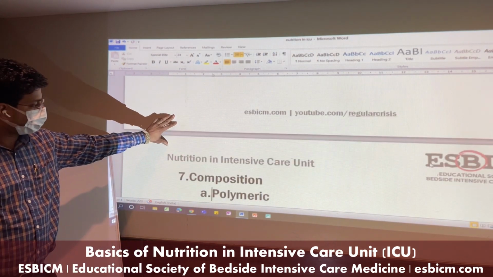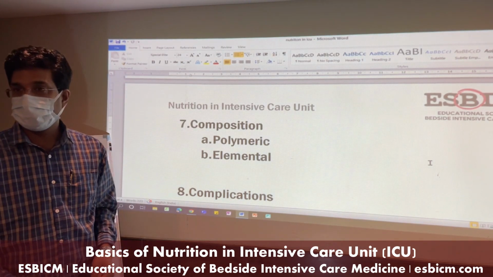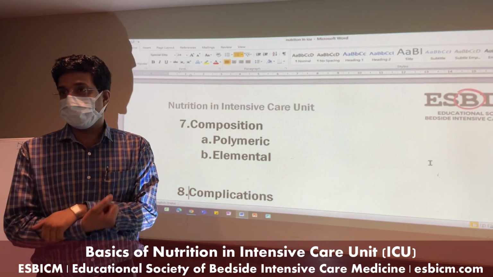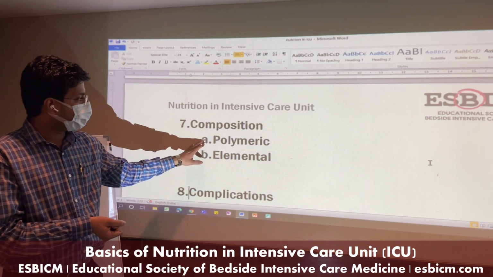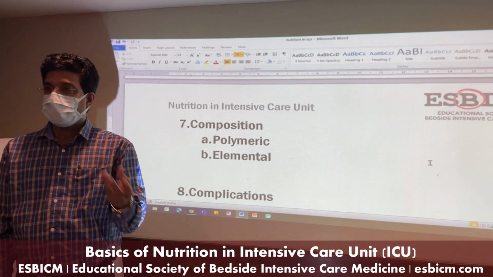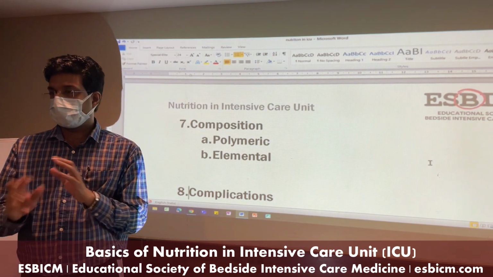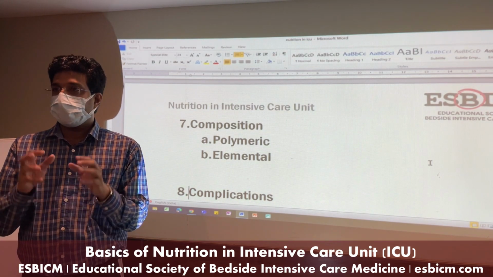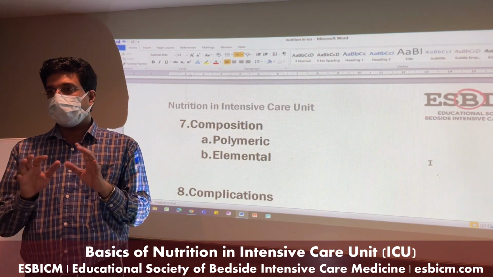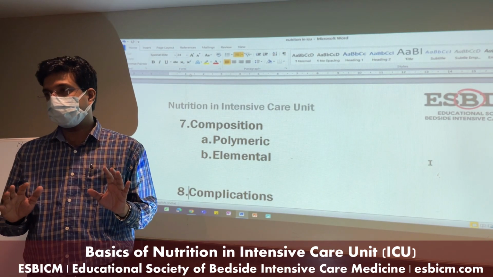So regimen now, composition. Now you have decided everything. I have put a Ryle's tube. I have decided I will give bolus feed. Now, what do we need to feed? So composition is polymeric and elemental. Polymeric means polymers are there. It's the food which we are eating, in supplemental forms. Carbohydrate, fat, proteins are there. The body needs to break those down and then absorb. So if the bowel is intact, the patient will accept polymeric feeds.